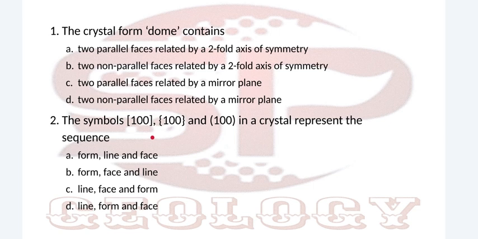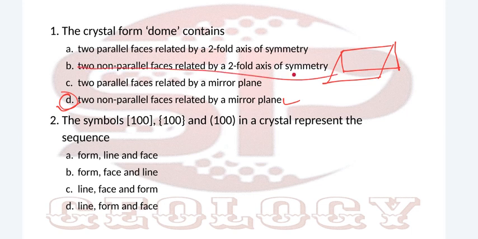Crystal form dome contains. A dome is a form which has two non-parallel faces, and they are characterized by a mirror plane. So two non-parallel faces related by a mirror plane. If they have two non-parallel faces related by a two-fold axis, then it will be a sphenoid. So the answer will be D, and this is the sphenoid. And if you only have two parallel faces, they are called a pinacoid.